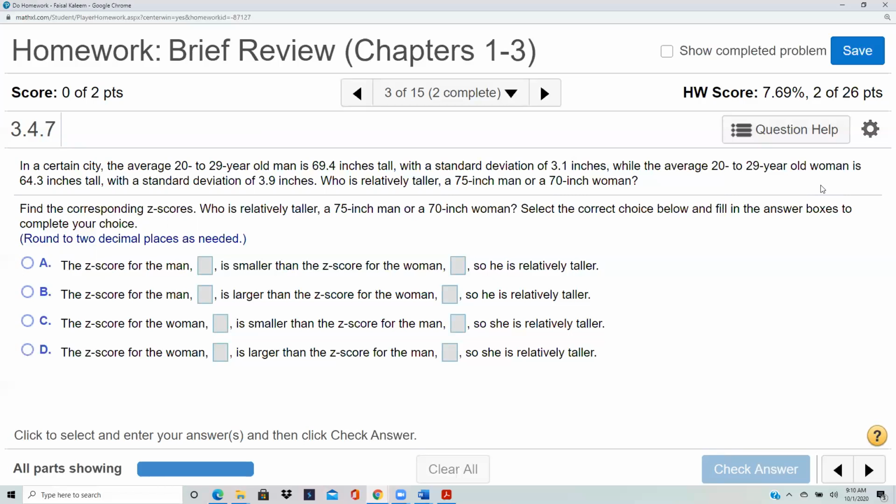It is x minus mean divided by the standard deviation. Right. X minus mean divided by standard deviation. So what will we have for the man?